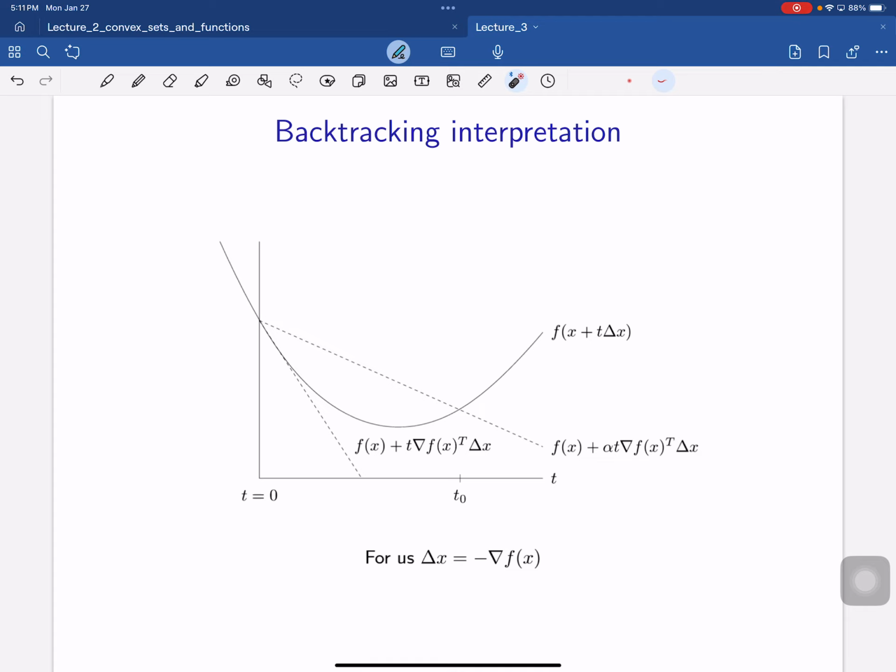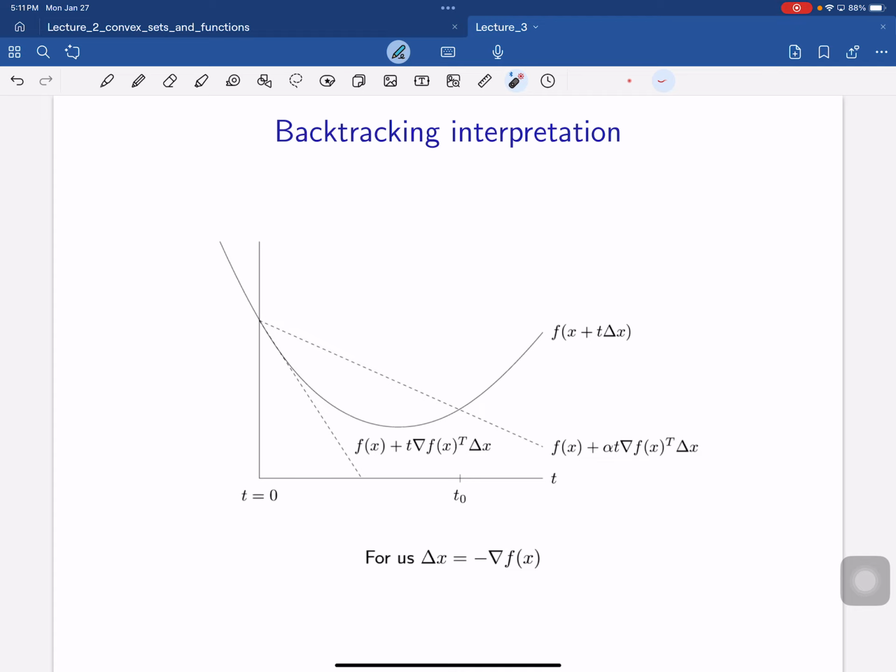But what we want to do in backtracking line search is get a decrease that is below this particular estimate here, where alpha is a number between 0 and 0.5. Essentially, you want to get a point that is below this particular curve here. That's the rationale of backtracking line search.